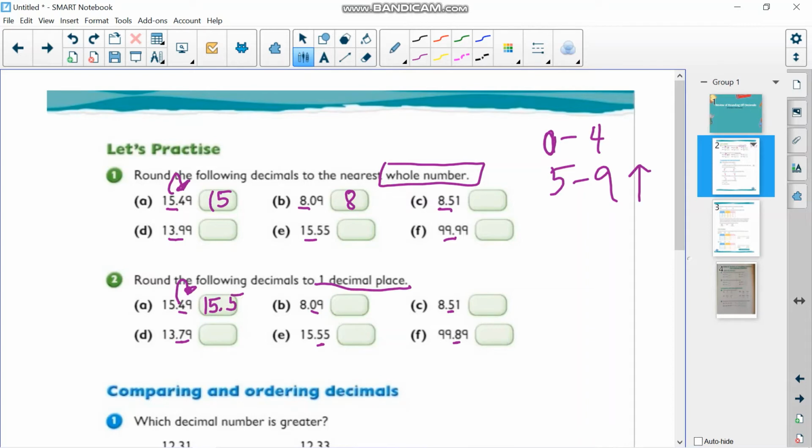Okay, letter B. 8.09 or 8 and 9 hundredths. Next to 0 again is 9. So we have to round up. So what will happen to 0? It will become 1. So 8.1 or 8 and 1/10.